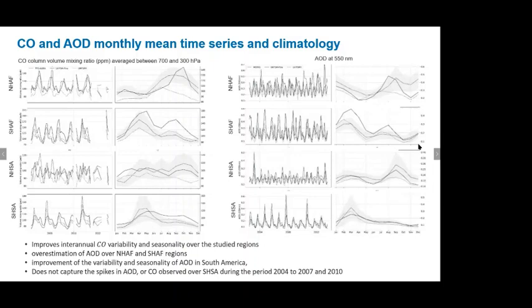So this is, oh dear, this is the CO and AOD monthly mean time series and climatology. Now, what does it show? It looks pretty good to me. I'm guessing one of them is UKESM. Yeah. Well done, João. There we go. Cool, maybe move on to the next slide.